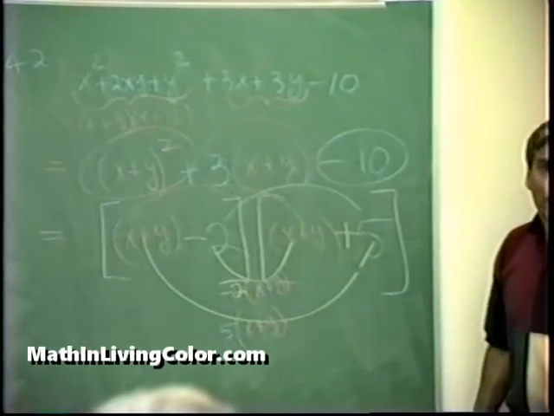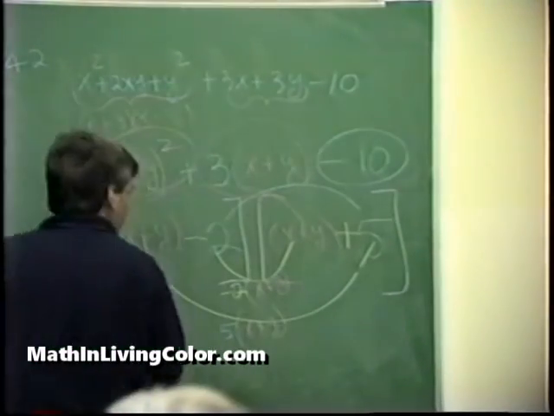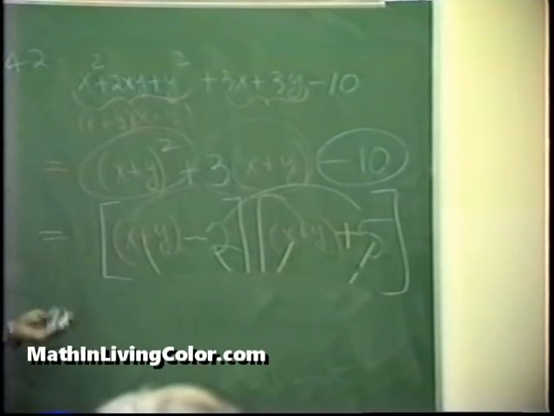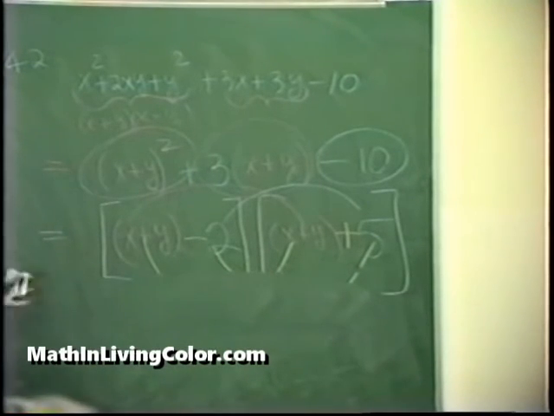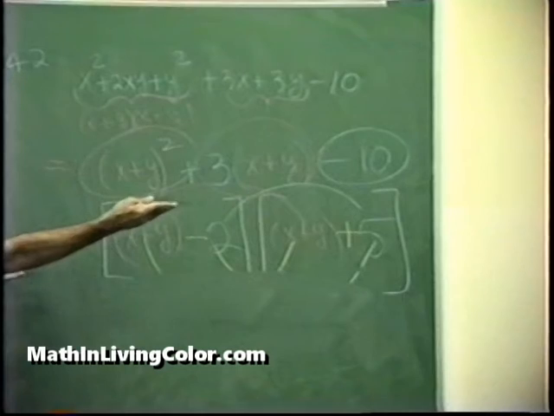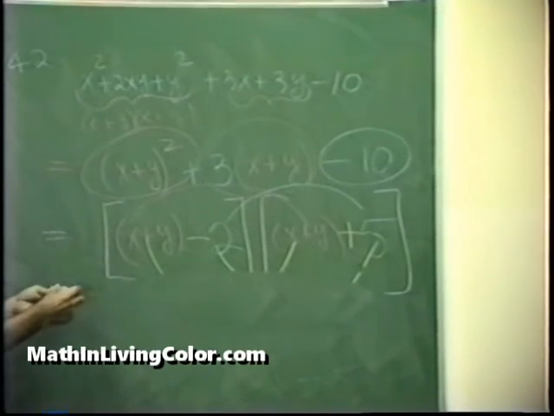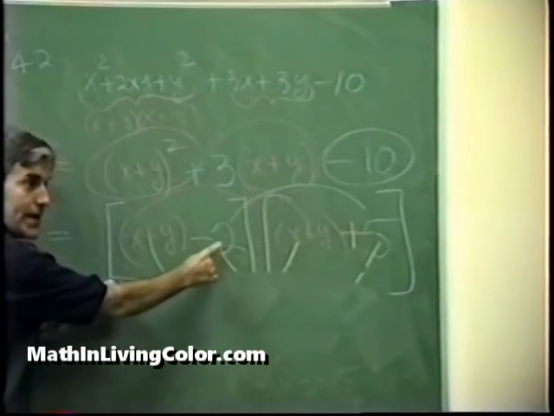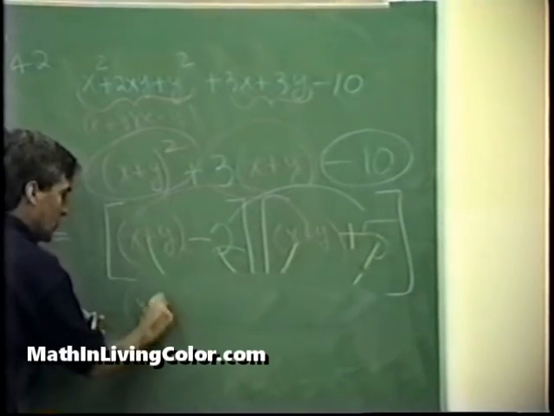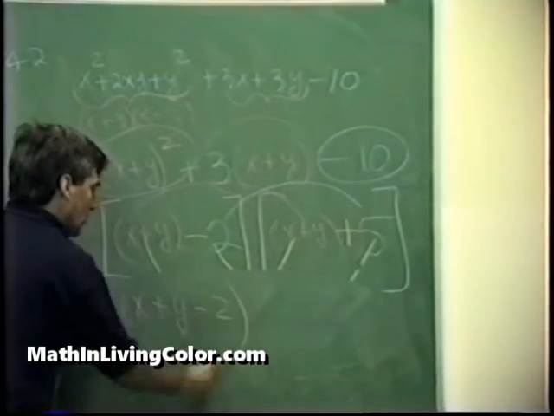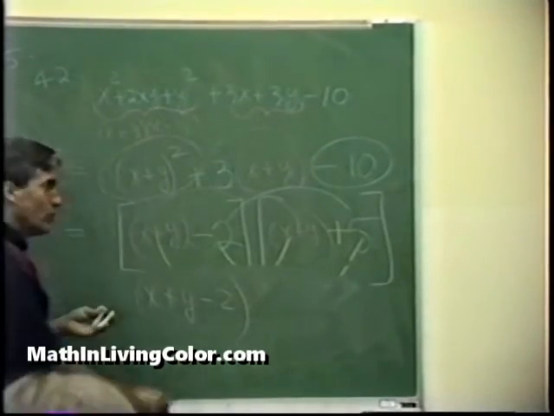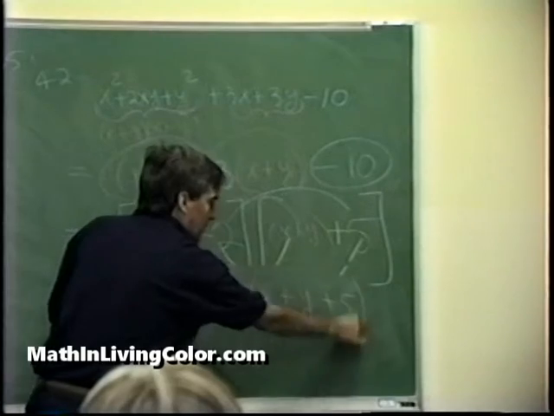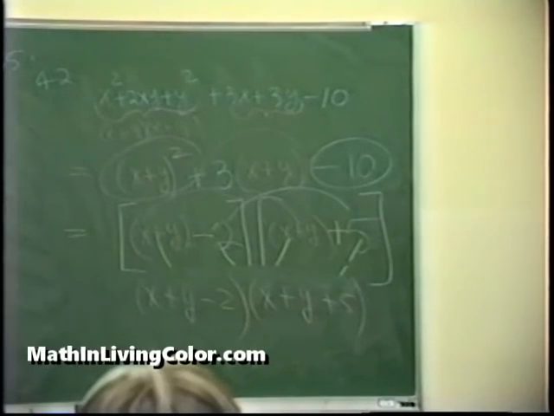Okay? Now, when you get right down to it, you don't need all those brackets and parentheses, do you? So let's take one step to just kind of clean up the mess. You agree that looks messy, doesn't it? So what can I do to clean up the mess? X plus y minus 2. Just write it. X plus y minus 2, parentheses. And what? X plus y plus 5. And that's it. Okay? End of the problem.